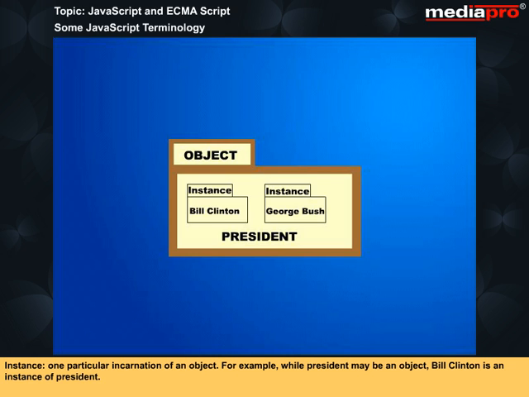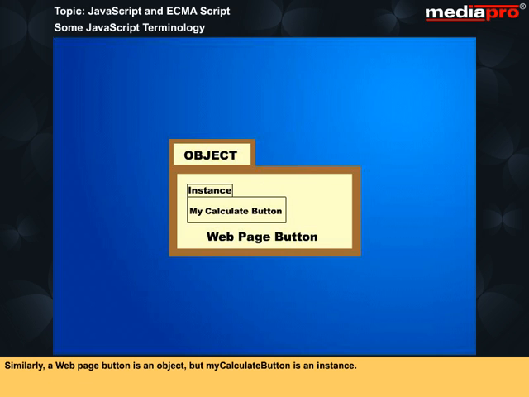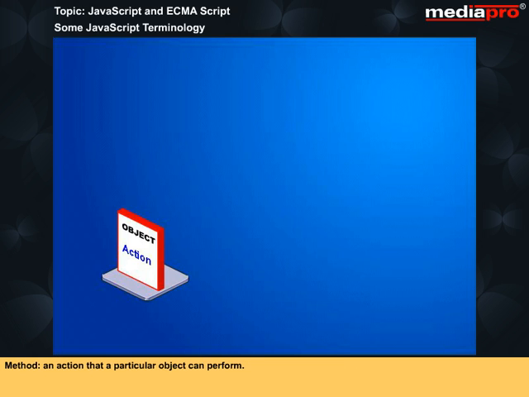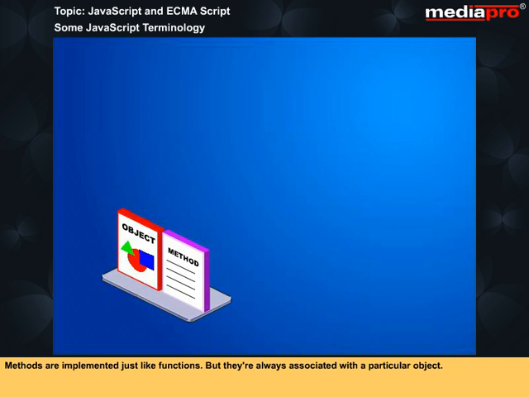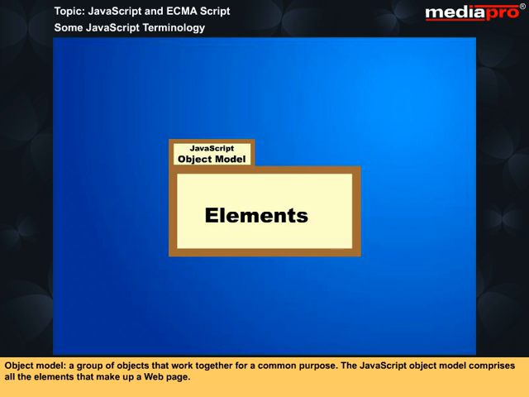Instance, one particular incarnation of an object. For example, while president may be an object, Bill Clinton is an instance of president. Similarly, a web page button is an object, but my calculate button is an instance. Method, an action that a particular object can perform. Methods are implemented just like functions, but they're always associated with a particular object. Object model, a group of objects that work together for a common purpose. The JavaScript object model comprises all the elements that make up a web page.